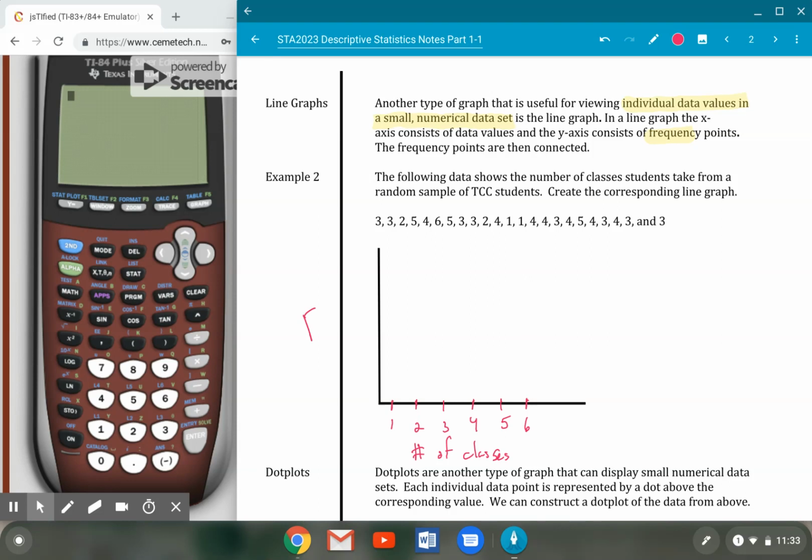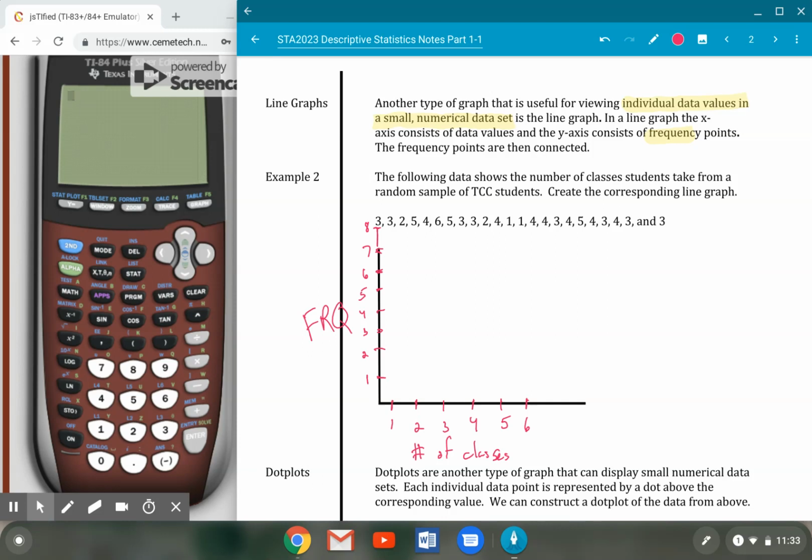And along the side, on my vertical axis, my y-axis, I'll put my frequency. So did I have 1 person taking this number of classes, or did I have 2 people, or 3, and so on? I'll go a little bit off the graph here. So that's 8 there. And we'll just go through and count the frequency.